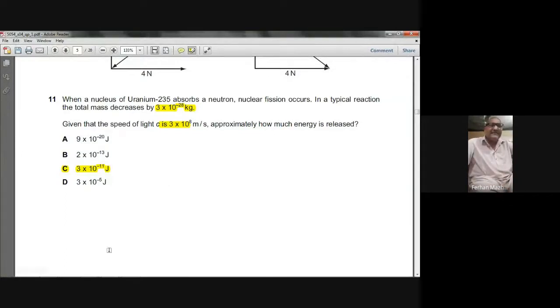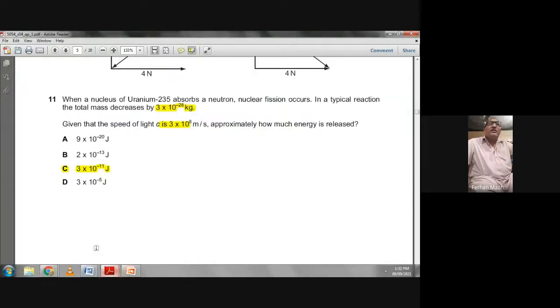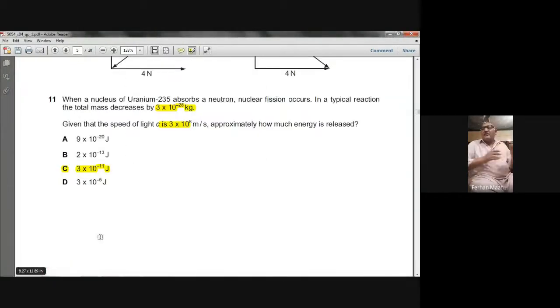Let's check this answer, and then we will ask you. 11C is the right answer. So we are good. Do you understand this numerical? Yes, sir. Okay, it's clear.